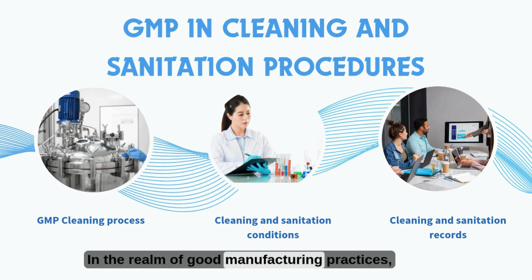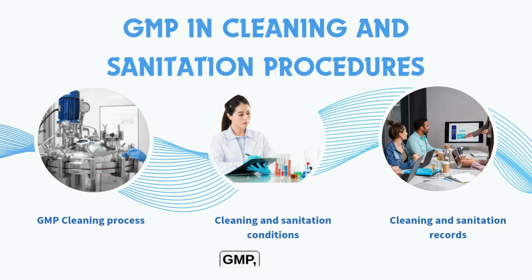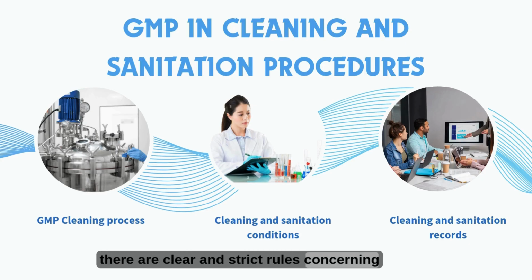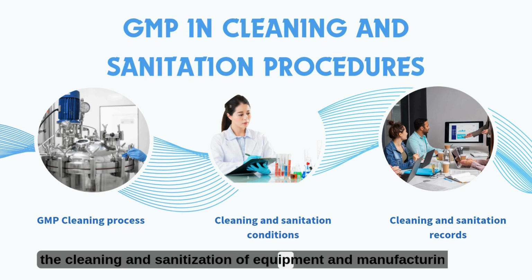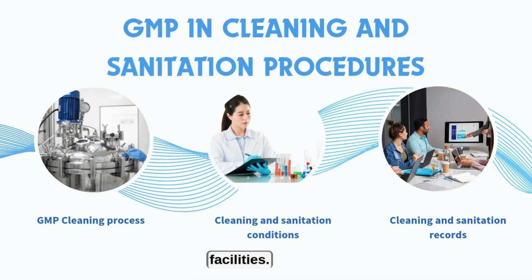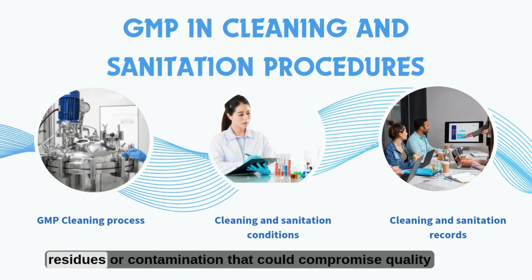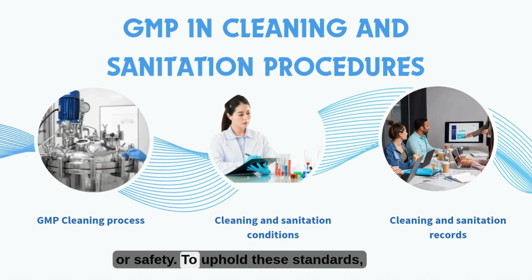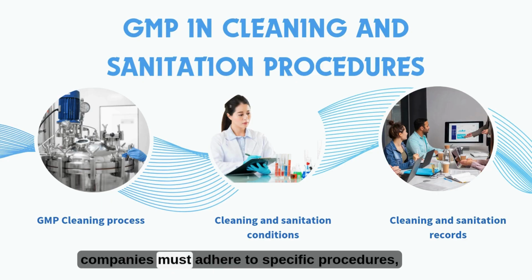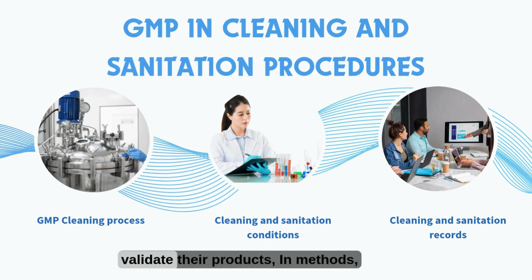In the realm of good manufacturing practices, GMP, there are clear and strict rules concerning the cleaning and sanitization of equipment and manufacturing facilities. These rules are designed to ensure that products are manufactured in a clean environment, free from residues or contamination that could compromise quality or safety. To uphold these standards, companies must adhere to specific procedures, validate their cleaning methods, and meticulously document their activities.